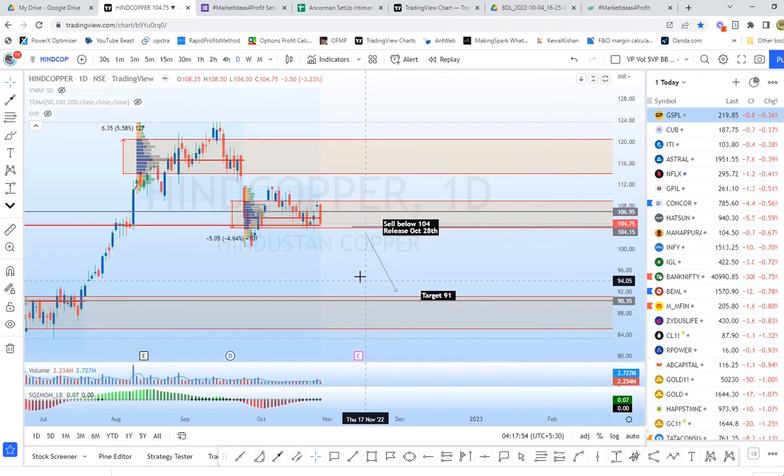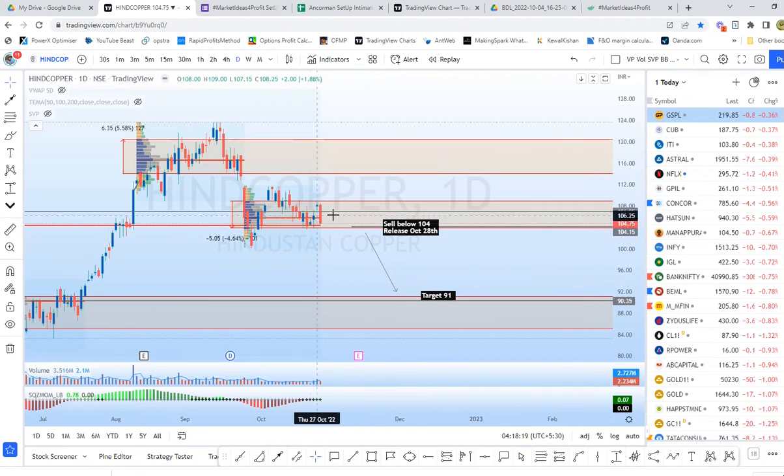So if you see this trade, this is Hindustan Copper. I'm trying to create a signal, and the signal tells me that if I sell below 104, I give it the date on which I placed that trade, which is today. It should be 29th, but it was effective from what happened in yesterday's trade. And my target price is 91.